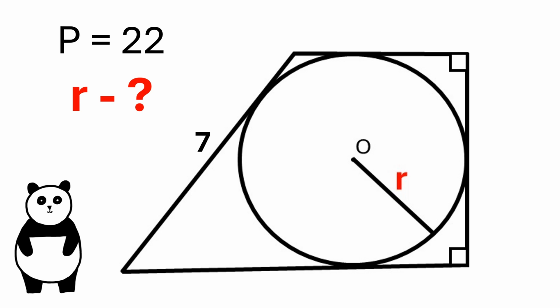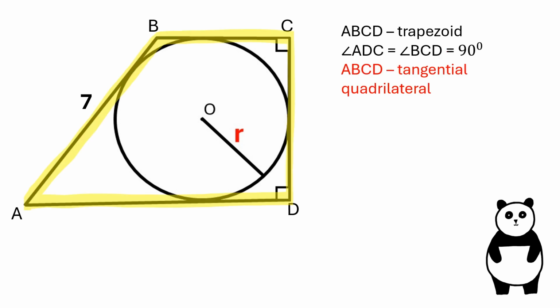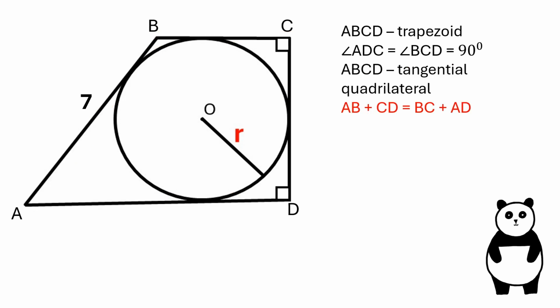Let's solve this problem. ABCD is a trapezoid. Angles ADC and BCD are both equal to 90 degrees.